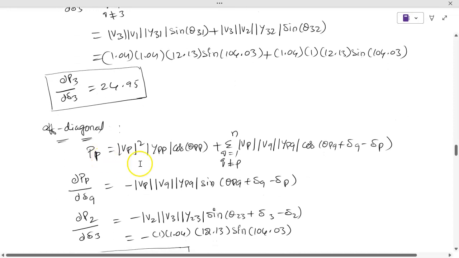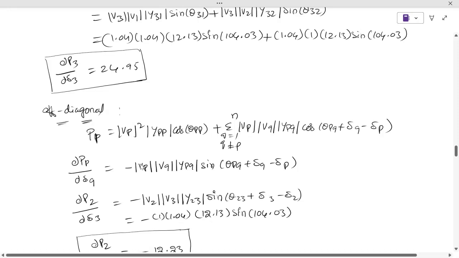Now the off diagonal elements. Here PP will not come; PQ terms will come, PQ or QP. So then we need to differentiate this equation with respect to δQ.